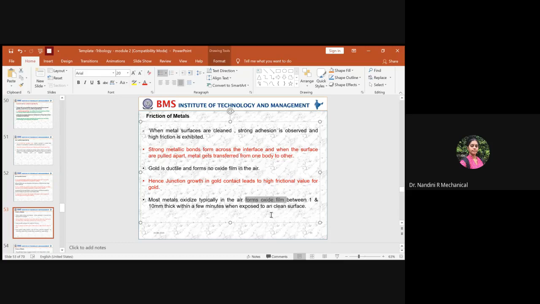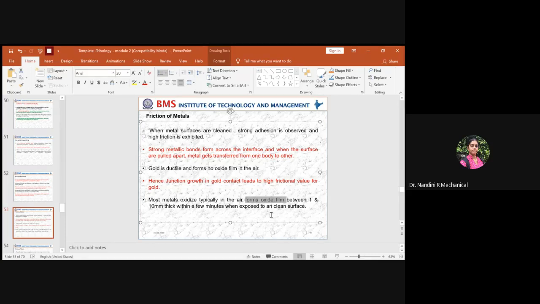Suppose you subject that surface to the external atmosphere, it easily forms an oxide film. The range again depends upon which category of metal oxides you are using. The minimum to upper limit is 1 mm to 10 mm thick. So this is the formation of the oxide film. If you have an oxide film in between, then the junction growth will not increase.